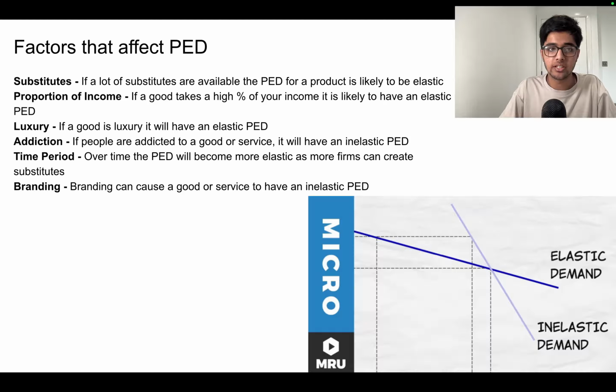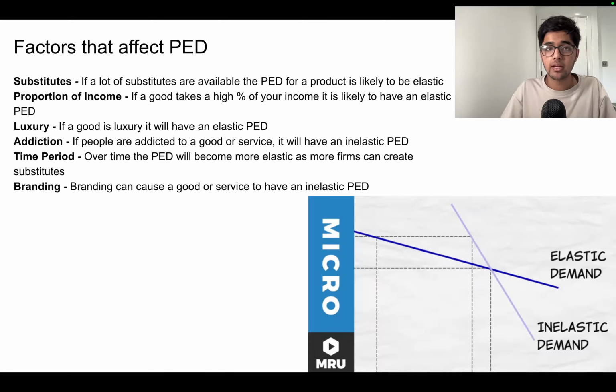Factors that affect PED. You can remember this as SPLAT B. Substitutes. If there are a lot of substitutes available for a product, then the PED of a product is likely to be elastic, as consumers can simply go to a different firm to buy it, and they don't have to buy it from that firm.